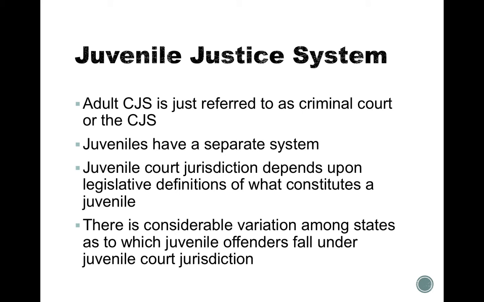So when we talk about the adult criminal justice system, we just refer to that as criminal court. Juveniles have a separate system, and their court jurisdiction depends on how a particular state has defined what constitutes a juvenile. For the majority of states, this is people who are under 18 years old, but it is as low as 16 and 17 in some other states.